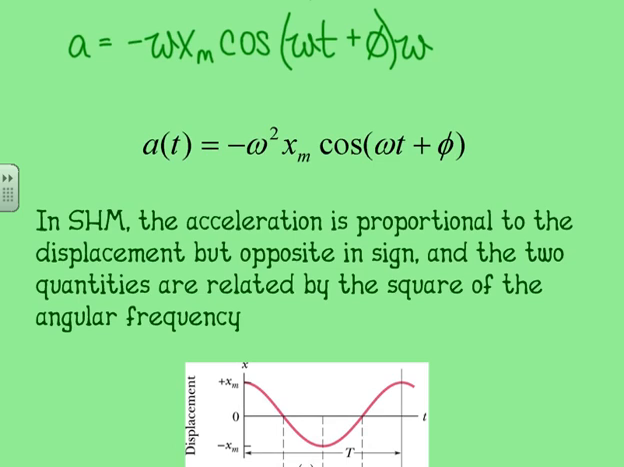Now you'll notice that xm times cosine of omega t plus phi is just x of t. So the acceleration is negative omega squared times x of t. As it says here, that is characteristic of simple harmonic motion. The acceleration is proportional to the displacement, but opposite in sign, and the two are related by the square of the angular frequency.